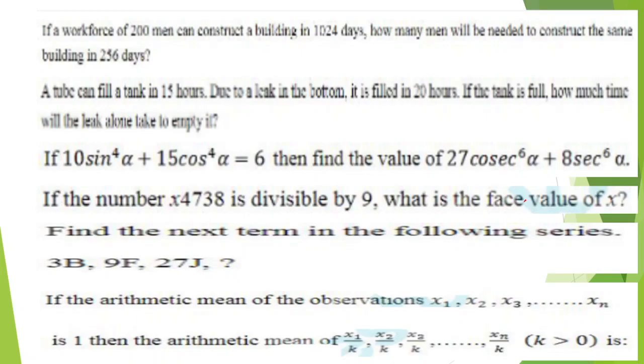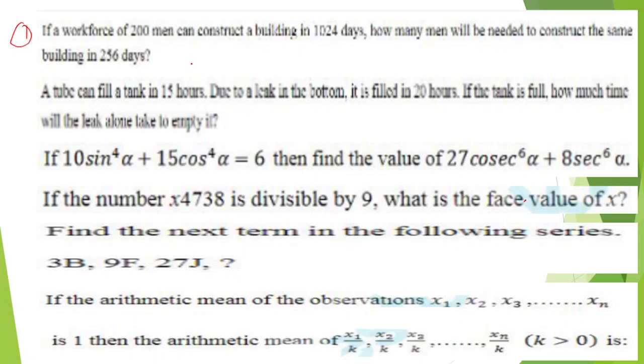So the first question pertains to the time and work chapter. If a workforce of 200 men can construct a building in 1024 days, how many men will be needed to construct the same building in 256 days?